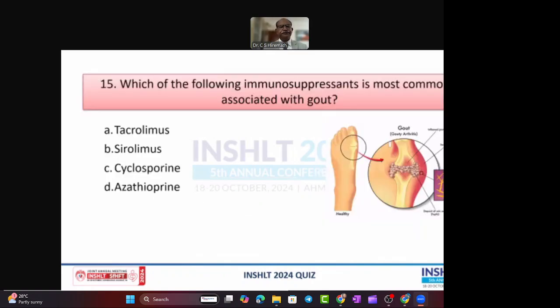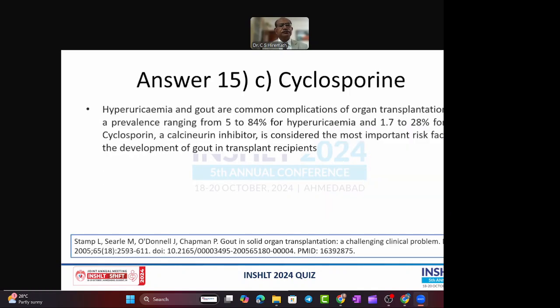Next, please. Which of the following immunosuppressants is most commonly associated with gout? The answer is cyclosporin. Dr. Seth, please. Yes. Hyperuricemia and gout are common complications of organ transplantation, with 5 to 84% of patients developing hyperuricemia. Out of that, 1.7 to 28% have symptomatic gout. I mean, they have some small joint pains.